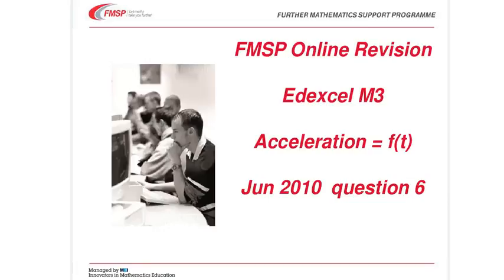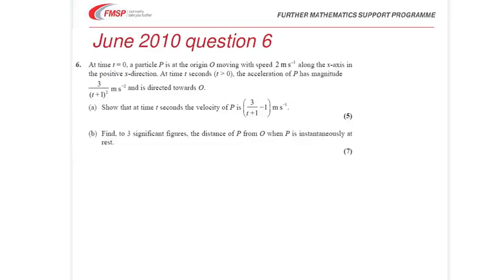Right, Edexcel M3 June 2010, question 6, a variable acceleration question, where acceleration is a function of time. So pause and read the question. It's a reasonably straightforward question if you're confident at integrating. We've got the acceleration as a function of t, so we're going to use dv by dt as the expression for acceleration. Let's just copy that down.